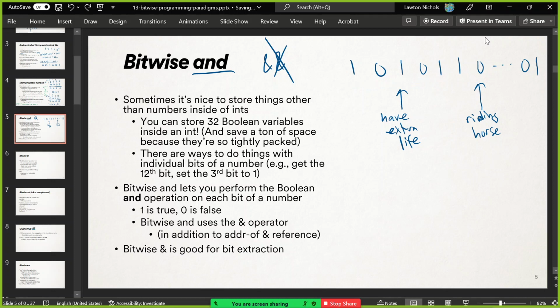That's another thing that you can do. There are a lot of things that you could do that are not available to you unless you manipulate the bits of a number. That's where I'm going with this, and now I want to teach you how to do that.